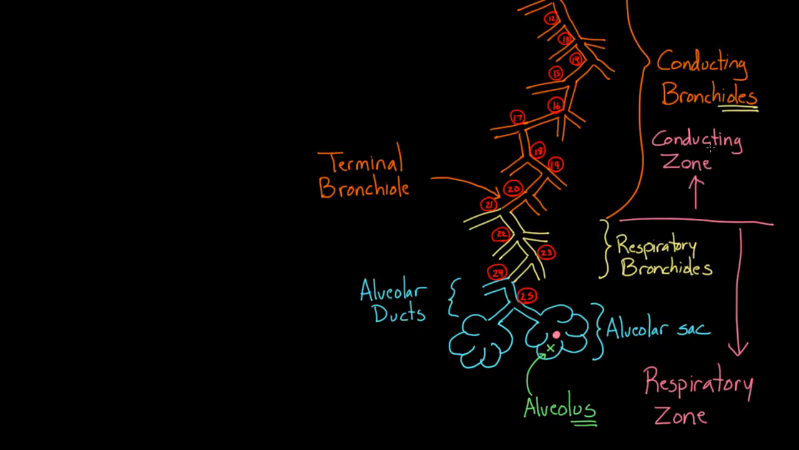So basically, oxygen is going to come in through the entire conducting zone, everything we just talked about, and is going to go down into the respiratory zone. And finally, our little molecule of oxygen is going to be very happy to have finally made it to the very end of the bronchial tree and is ready for gas exchange now.